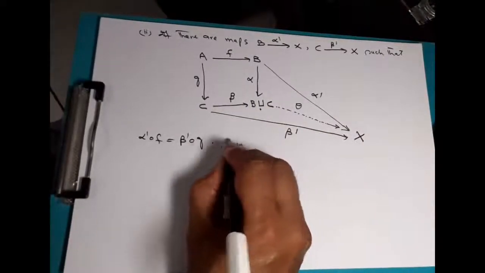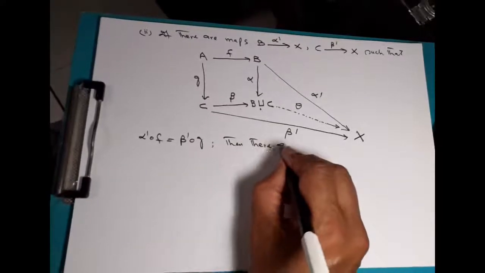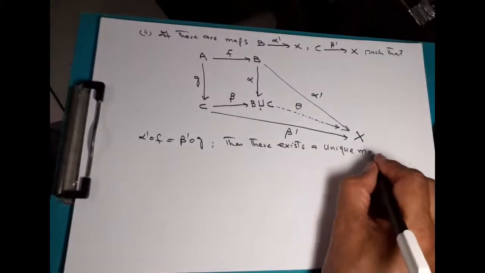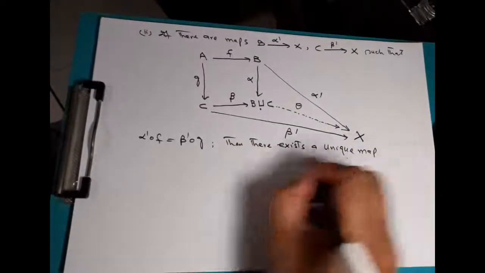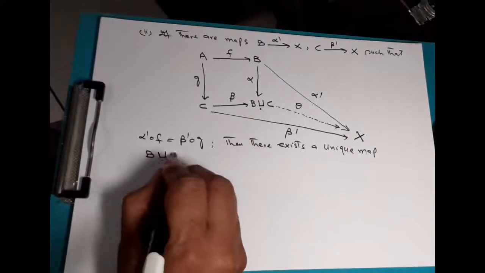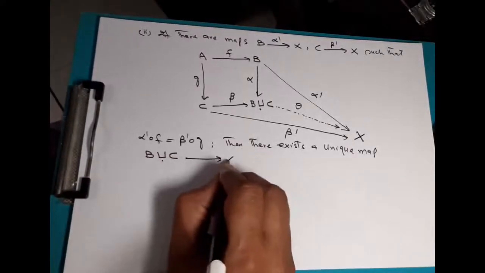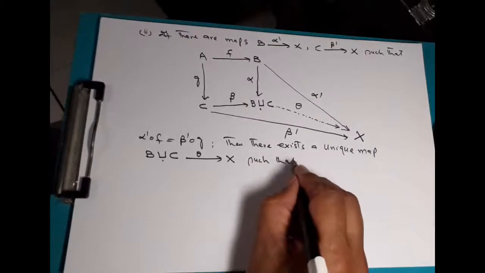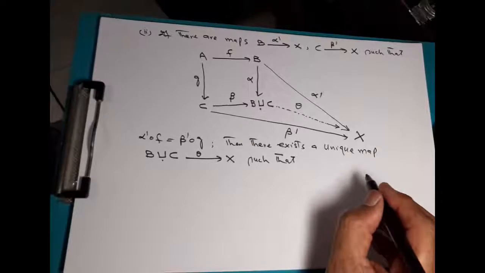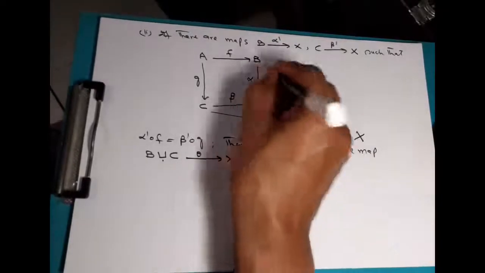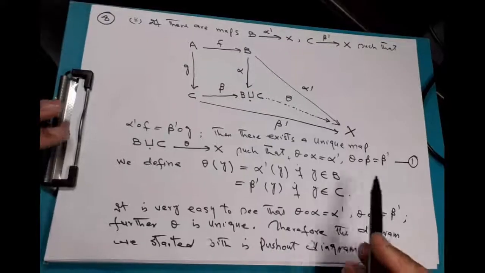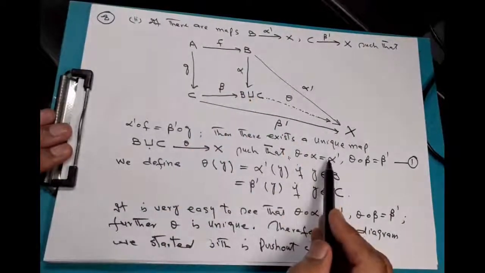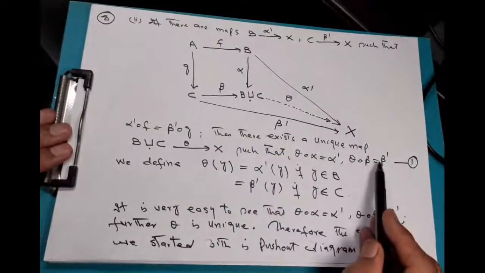Then there exists a unique map from this disjoint union to X denoted by theta, such that theta composed with alpha is equal to alpha dash, and theta composed with beta is equal to beta dash.